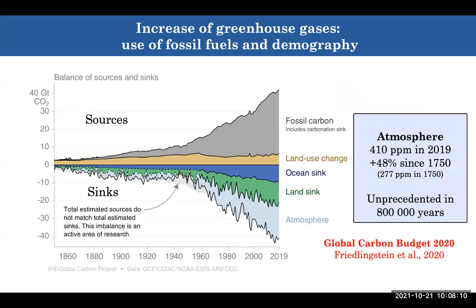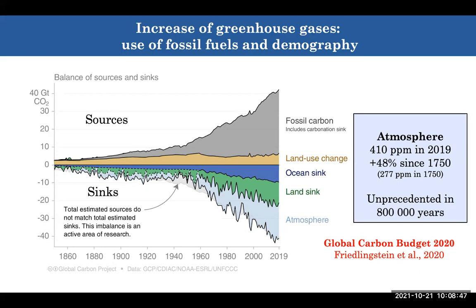In parallel, there is a clear increase of the greenhouse gases associated with the use of fossil fuel, but also demography and the use of land with deforestation. And you have in gray the sources associated with fossil carbon, and in yellow the ones associated with land use. And you clearly see that we reach 40 gigatons of CO2 per year, with a clear increase since the mid 20th century.